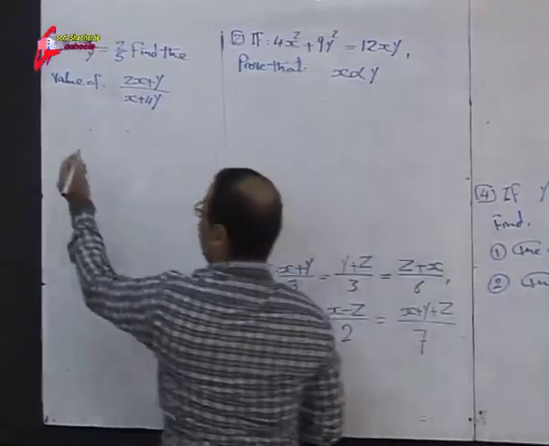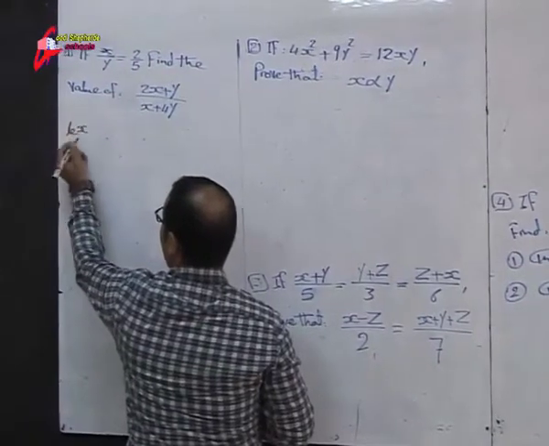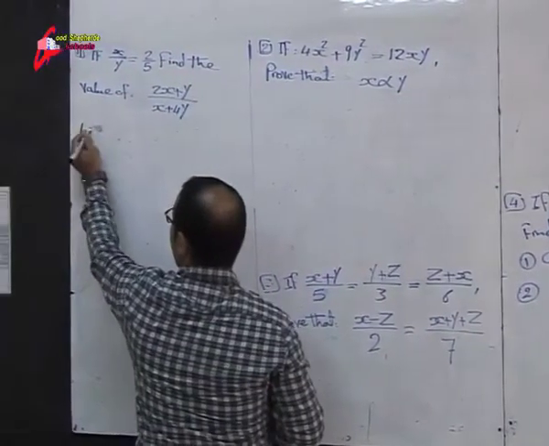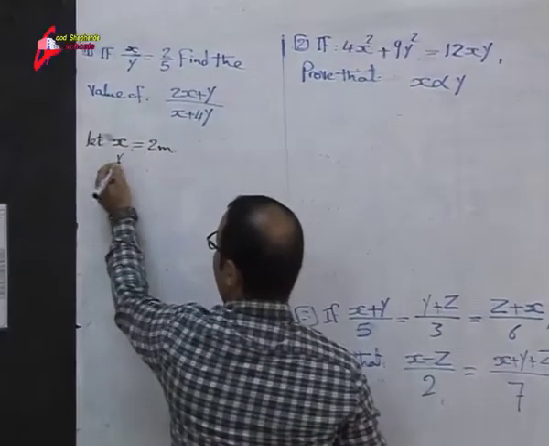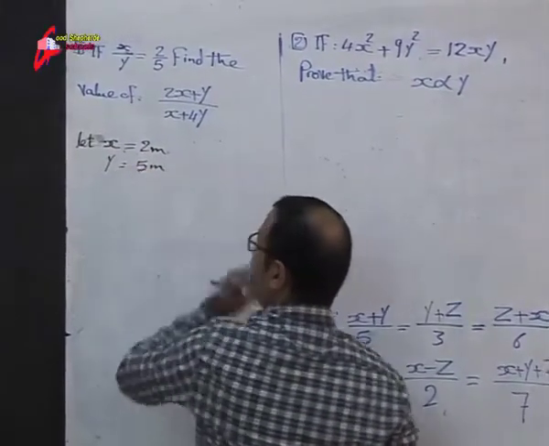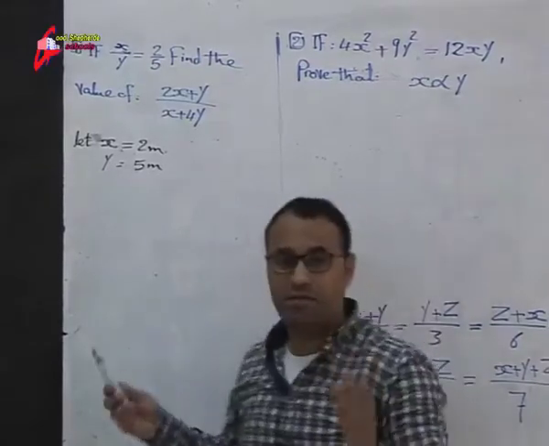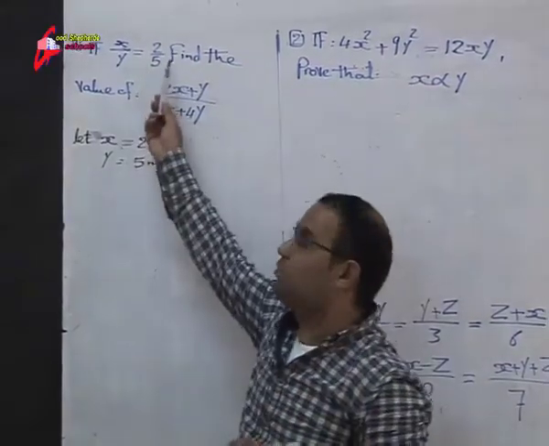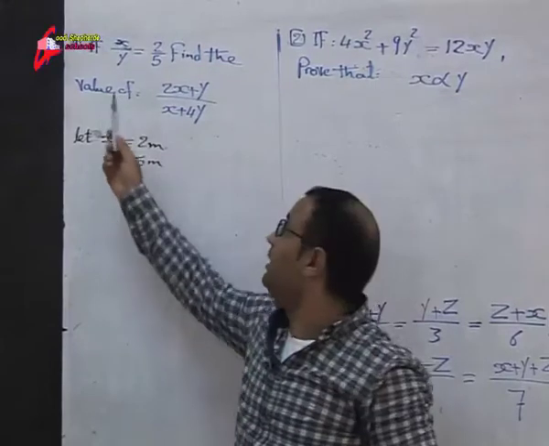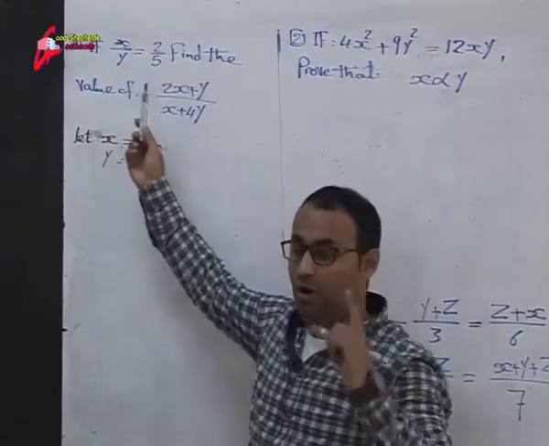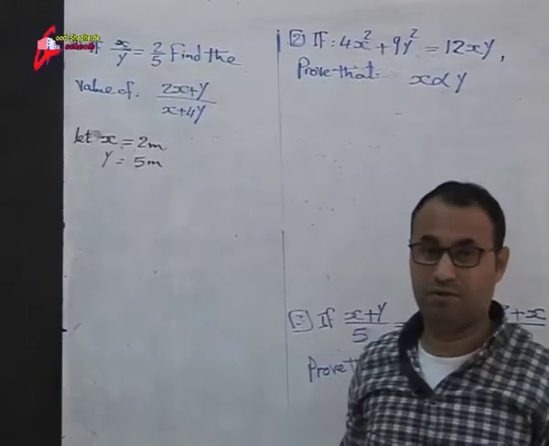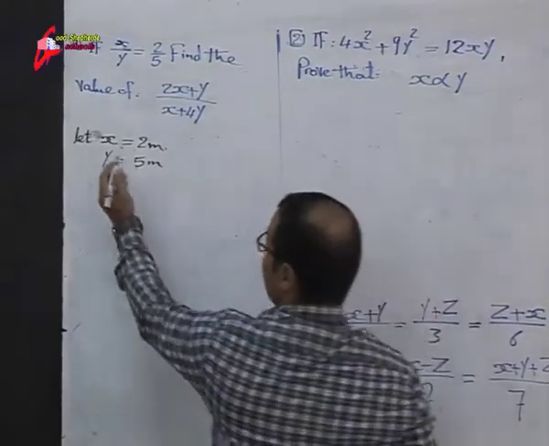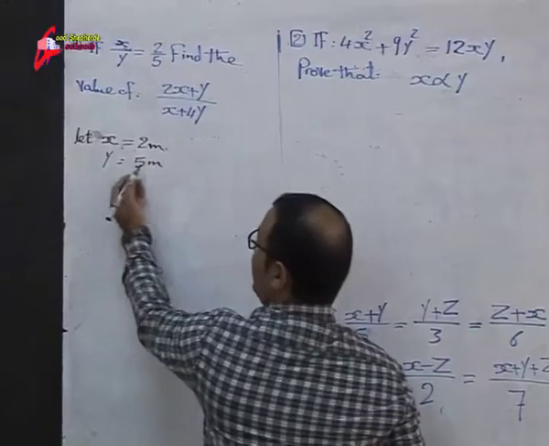Okay, so let x be 2m and y equals 5m. We cannot say x equals 2, but 2m. We cannot say y equals 5, but 5m. These are ratios, not numbers. So x will be 2m and y equals 5m.